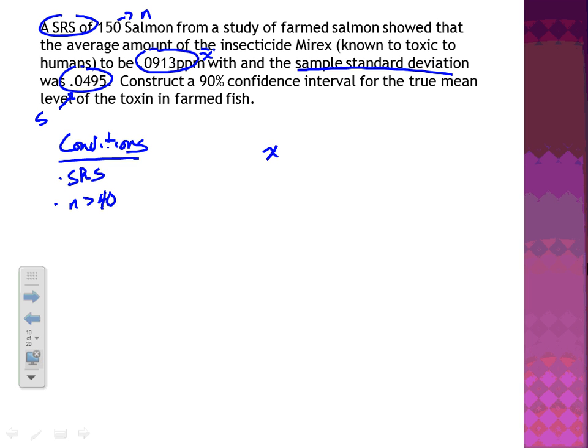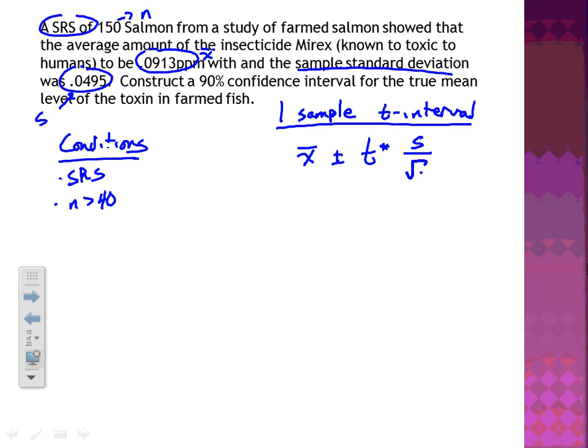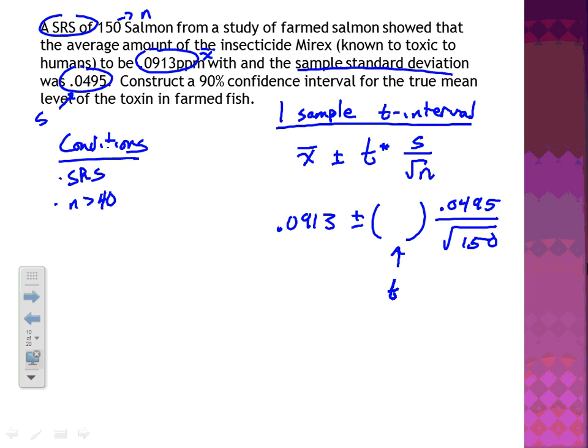All right, so we're going to use a one sample t interval. That's the process that we're using. And the formula for that, x bar plus or minus this t star value, and we're going to use S over the square root of n. So start plugging in what we know. We know x bar is 0.0913. And then we know the sample standard deviation is 0.0495 over the square root of 150. What we need to figure out is this t star value.